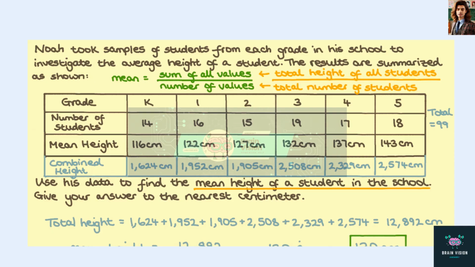By first finding the total height within each grade, and then using this to calculate the overall total height, we found that the mean height of a student in Noah's school is 130 centimetres.